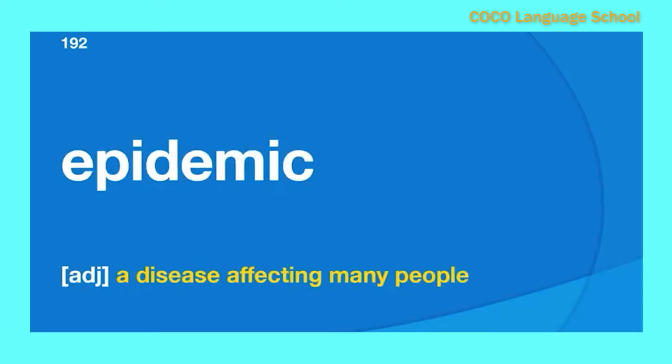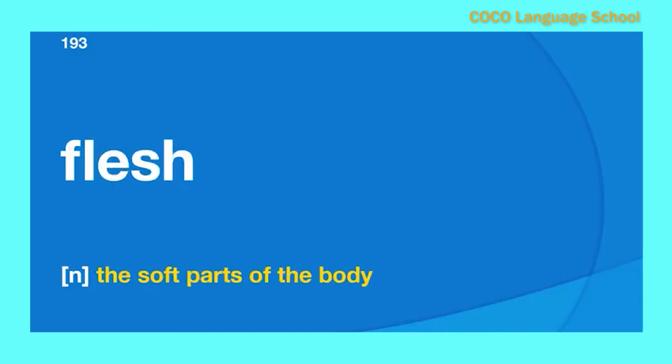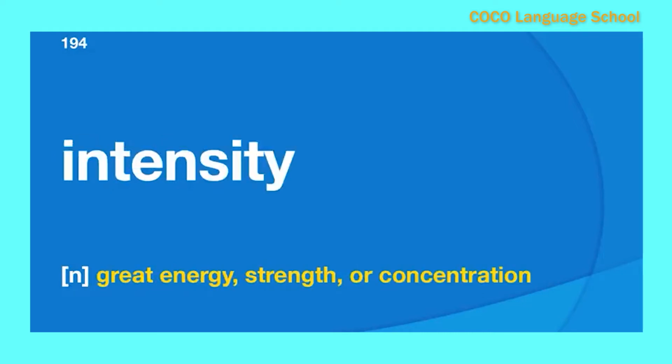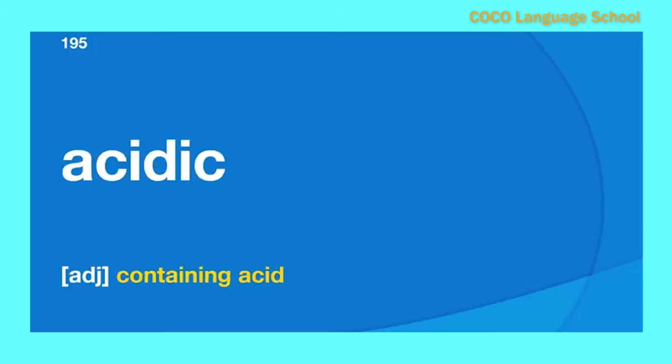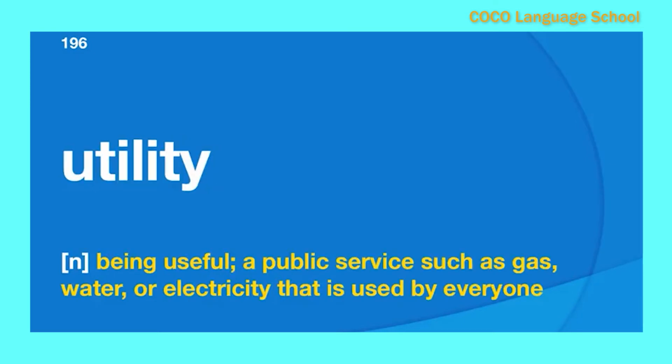A disease affecting many people. Epidemic. The soft parts of the body. Flesh. Great energy, strength, or concentration. Intensity. Containing acid. Acidic. Being useful; a public service such as gas, water, or electricity that is used by everyone. Utility.